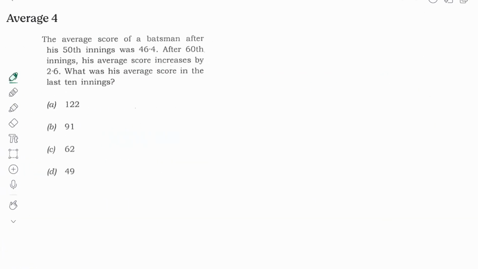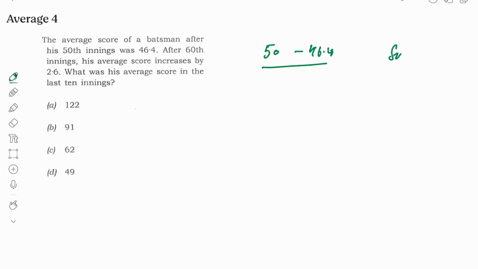This is very similar to what we were discussing earlier to some extent, but not completely. The average score of a batsman after the 50th innings, so he's played 50 innings, is 46.4. One easier way in this case would be the sum total way. I'll explain why. We just multiply and get 2320 as the sum total. So by the 50th innings he has already scored these many runs.